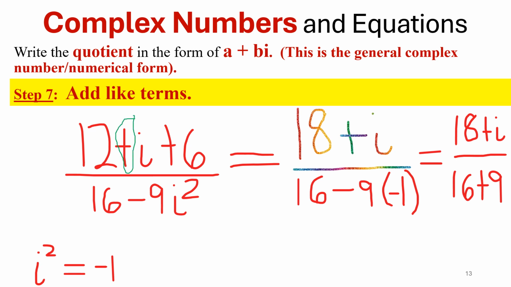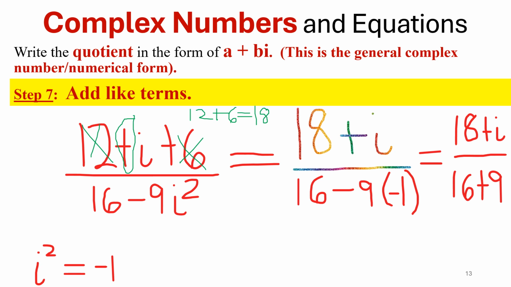So this means to go 12 plus 6, which equals 18. So that's 18, and still this is positive i. We canceled out these two. And then what about the bottom? This was -1. Negative times negative is 9. So you have 16 plus 9.